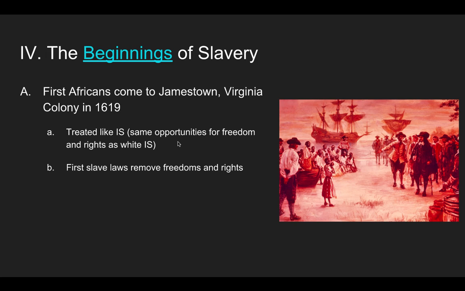However, the first slave laws removed freedoms and rights, and we have evidence of this because in Massachusetts in 1641 and Virginia in 1661, there is documented evidence that enslaved Africans were being bought and sold as property. So quickly, what went from being indentured servants turned into a system of enslavement.